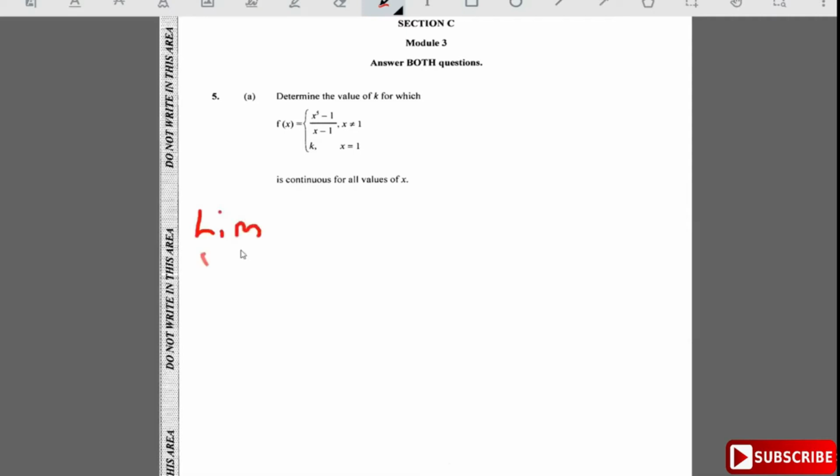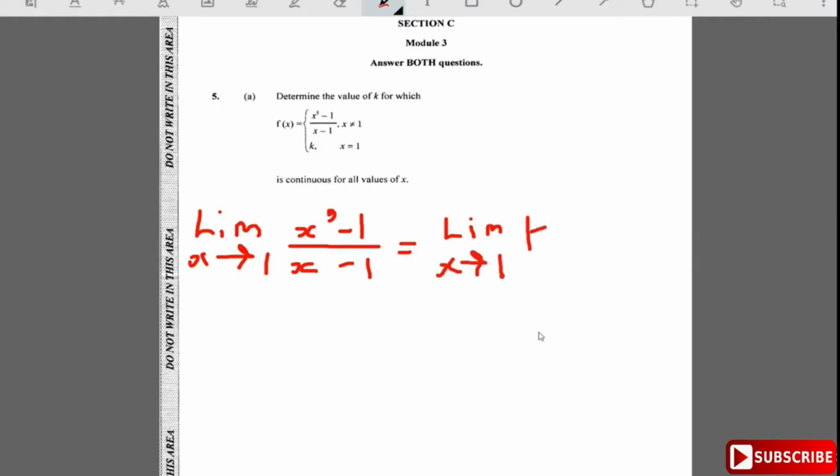So the limit as x approaches 1 of x to the 5 minus 1 over x minus 1 should be equal to the limit as x approaches 1 of k, because the limit should be equal on both sides. Now the limit as x approaches 1 of k is just k. That's just going to be k.